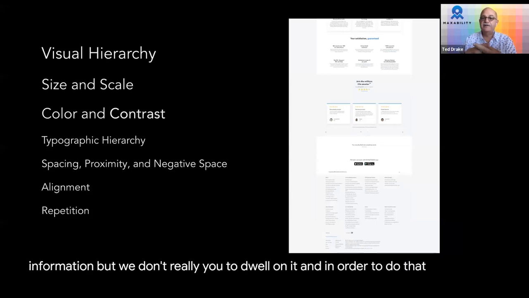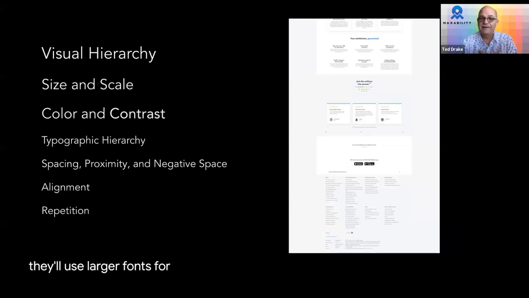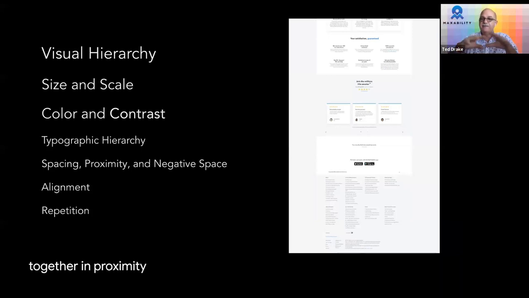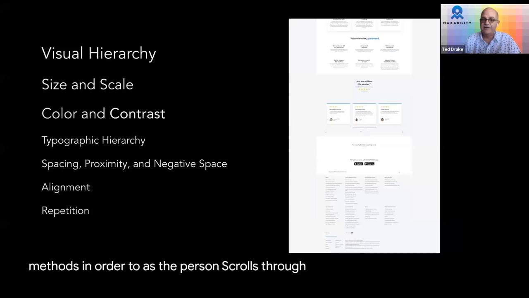And in order to do that, they'll use larger fonts for the headings. They'll use higher contrast. They'll use lower contrast. They'll use spacing, white space. They'll put things together in proximity. They'll use repeating patterns. This is a screenshot of TurboTax.com. This is the lower end of the page. And you can see how the designers have used all of these methods in order to, as the person scrolls through the page, understand what's important and what's not.